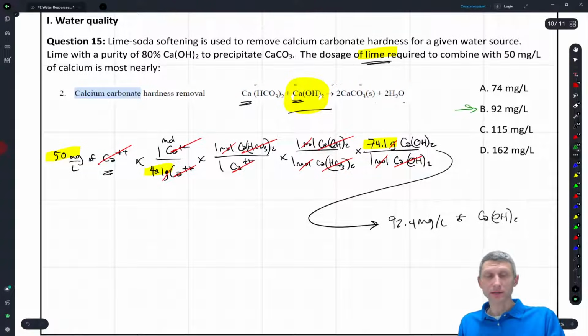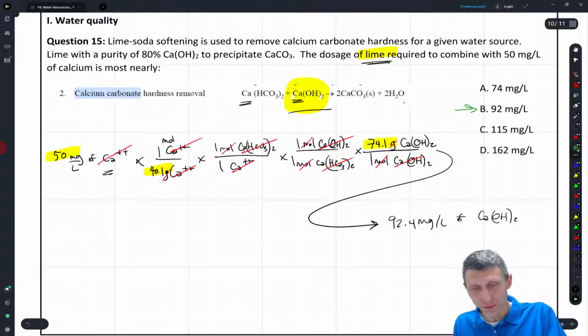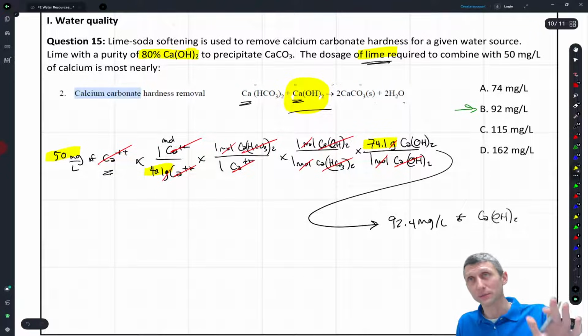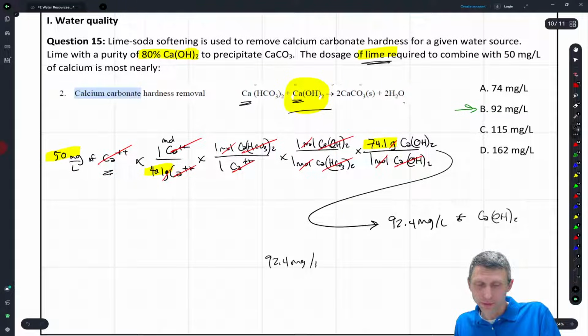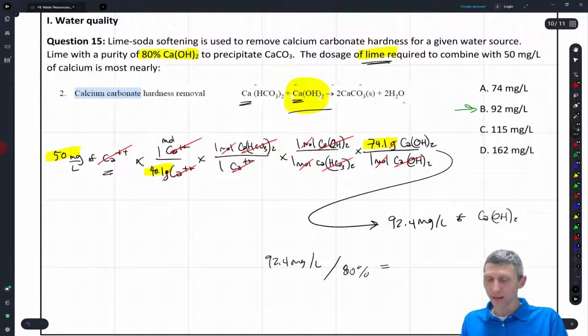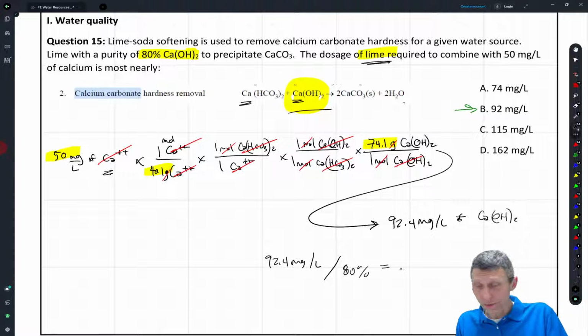But don't pick this answer, and the reason is because you have to read the question. Here we have 80% purity, so the lime is only 80% pure. Let's take the 92.4 milligrams per liter divided by our 80%, and we're going to get one other value here. That's going to be roughly 115.5 milligrams per liter of the lime.